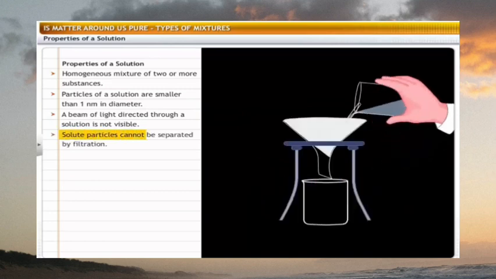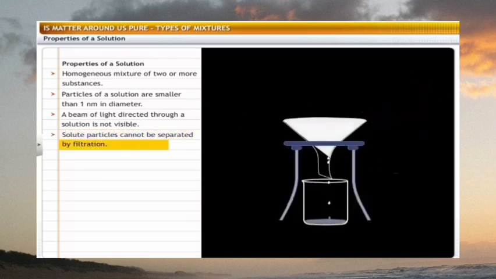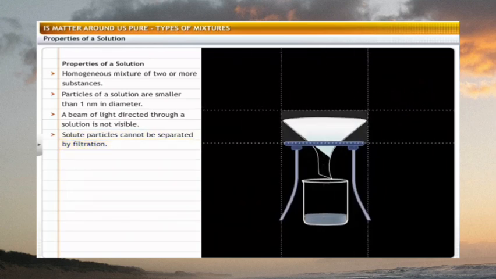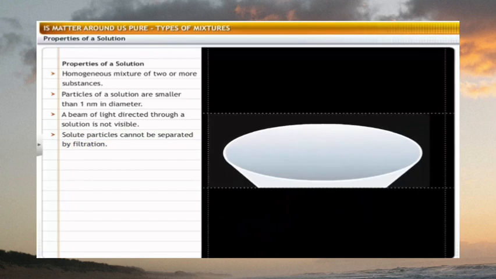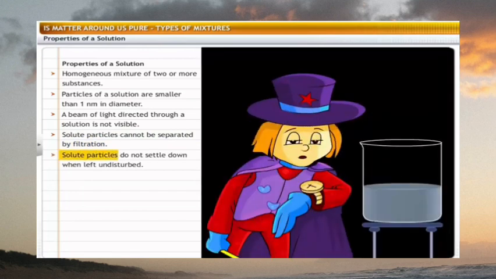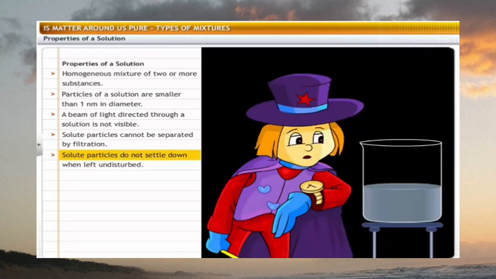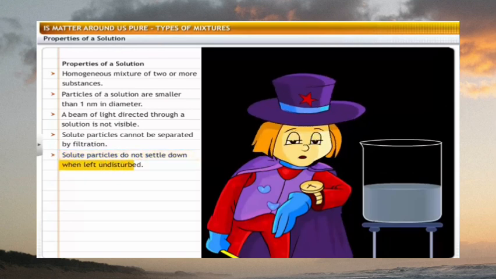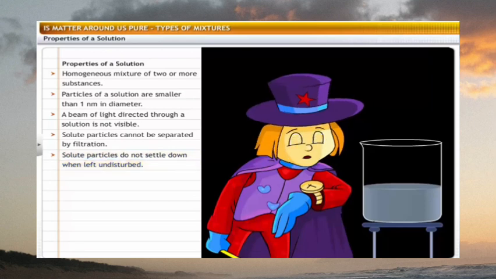The solute particles cannot be separated from the mixture by filtration. Since the particles are very small, they pass through filter paper. When a solution is stable, it means that the solute particles do not settle down at the bottom of the container, even if you leave the solution undisturbed for a while.